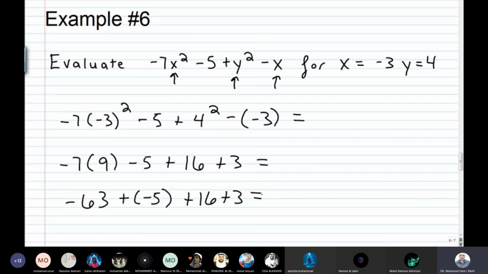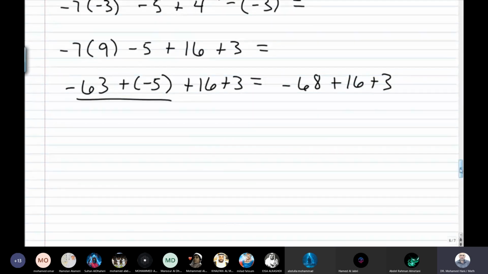All right, so I'm just going to add from left to right here. Negative 63 plus negative 5, that's negative 68. And plus 16 plus 3. And then negative 68 plus 16, I would do 68 minus 16, and that's going to be 52, right? And then I use the sign from negative 68, so that would be negative 52.